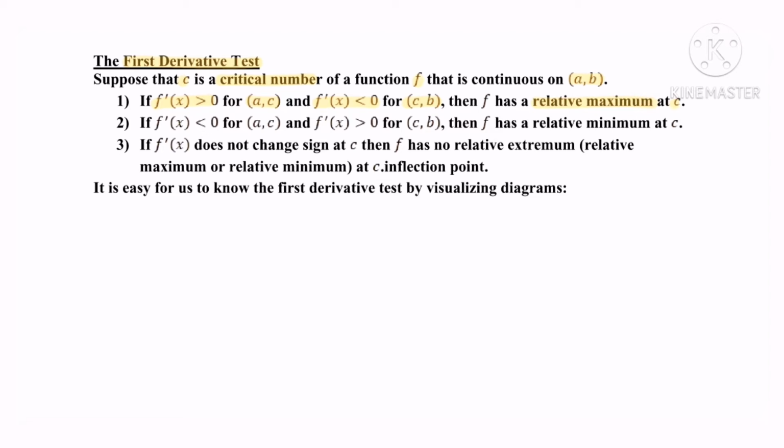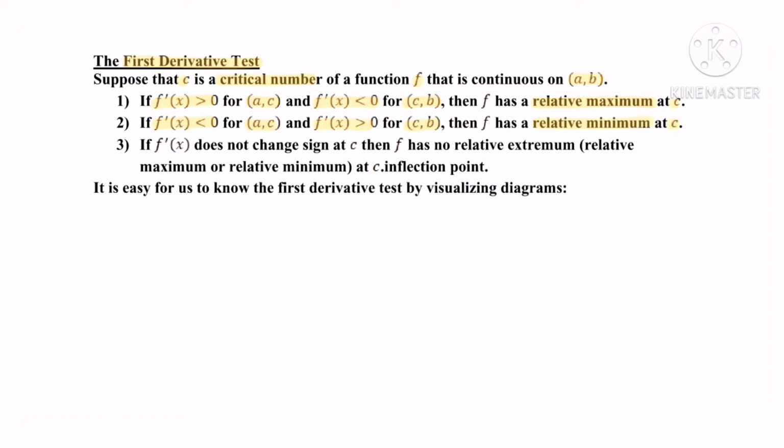For the second case, if f prime x is less than 0, meaning it is decreasing on the interval a to c, and the first derivative is greater than 0, where the interval is increasing for c to b. I repeat, decreasing and then increasing. So f has a relative minimum at c.